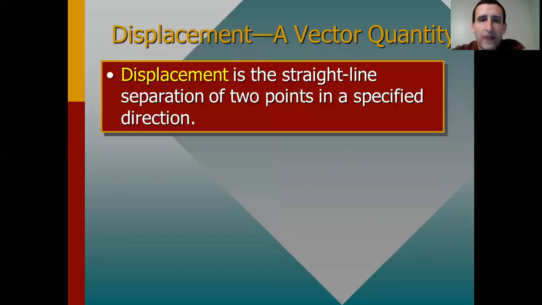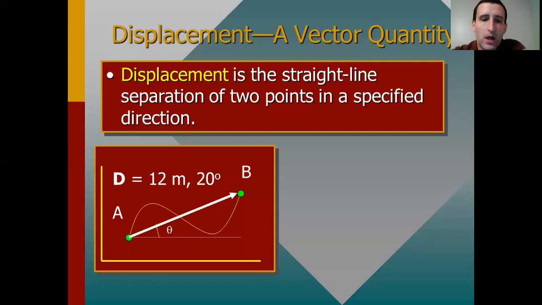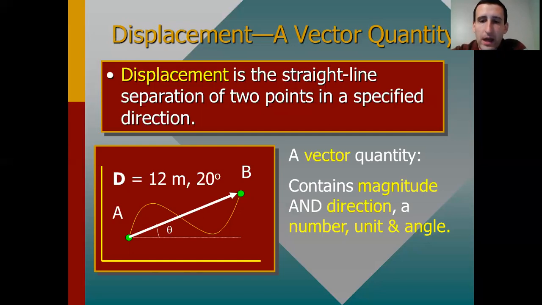On the other hand, a vector is more than that. A vector is still a number and a unit, but it also has a direction to it. So to go from A straight to B would be not 20 meters, but only 12 meters, and it's at an angle of 20 degrees above that horizontal line. So there's a direction to it, as well as a size and a unit. Magnitude, direction, and that's going to be described by a number, a unit, and an angle very often.